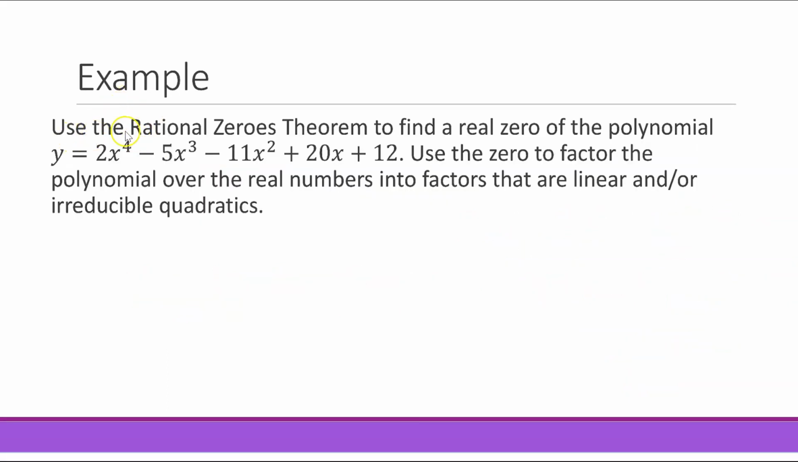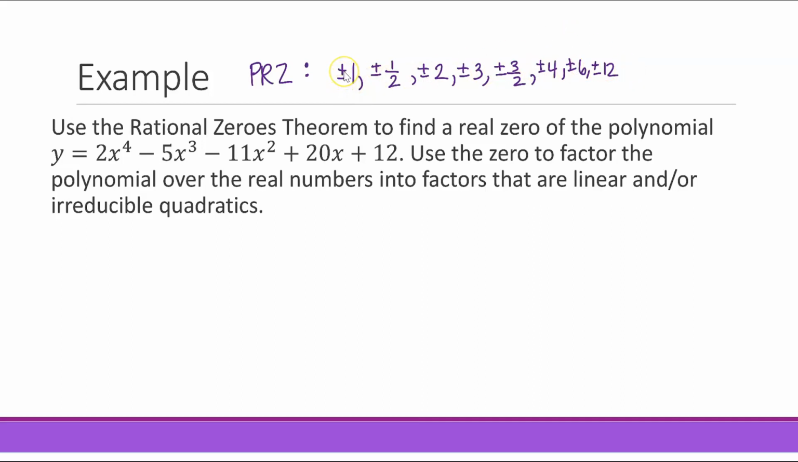Now in this example, we want to use the rational zeros theorem to find a real zero of the polynomial. So we have the same polynomial as before that we just worked with. Then we want to use that zero to factor the polynomial over the real numbers into factors that are linear or irreducible quadratics. Alright, so this is still the same function that we just worked with a second ago, so we don't need to find that list again, we already had it. So I'm going to put it here. This was my list of possible rational zeros for this particular function.